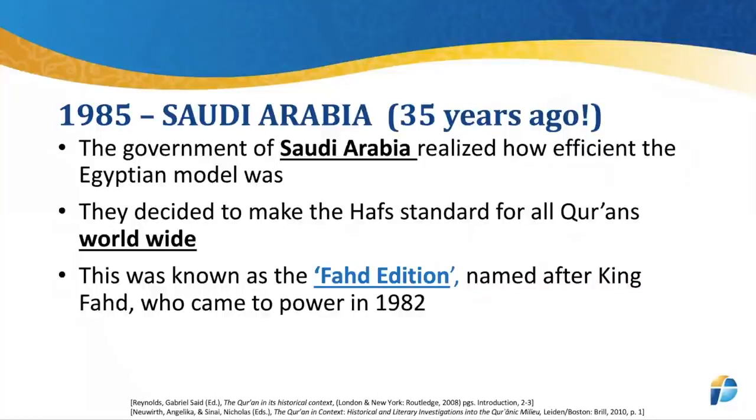And then, in 1985, 35 years ago, the government of Saudi Arabia realized how efficient the Egyptian model was, and they decided to make the Hafs standard for all Qurans for the whole world, including where we are right now, including where you are, those of you who are watching this. This was known as the Fahd edition because it was named after King Fahd, who was in power from 1982. So we're talking about just 35 years ago that this Quran here has finally been made the official text. This is the official one that is used all over the world today.